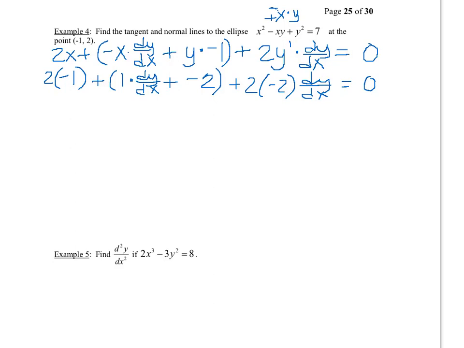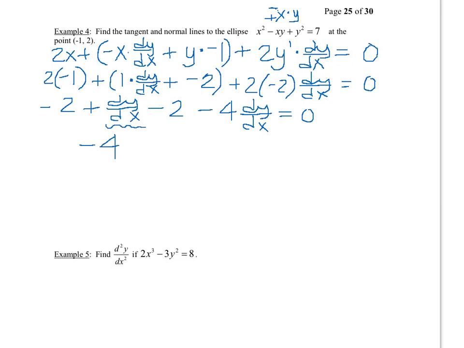So at this point, you're going to have a -2 plus dy/dx minus 2, and this is going to be minus 4 dy/dx equals 0. And we're going to have a -2 minus 2, so that's going to be a -4. And then we've got a dy/dx here, and we've got a -4 dy/dx here, so that's minus 3 dy/dx. This equals 0. And if you want to go ahead and isolate this, you would add the 4 over and divide by -3. So you have dy/dx equals 4/3.